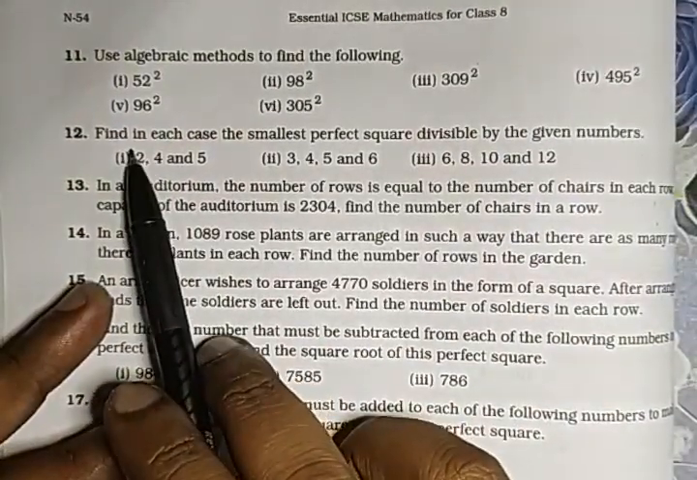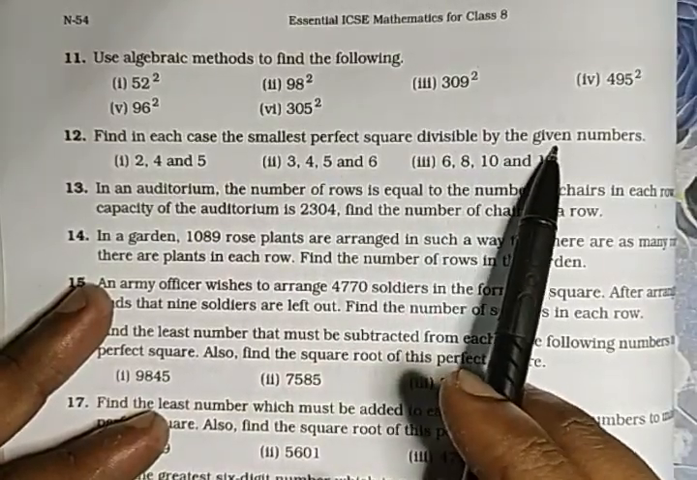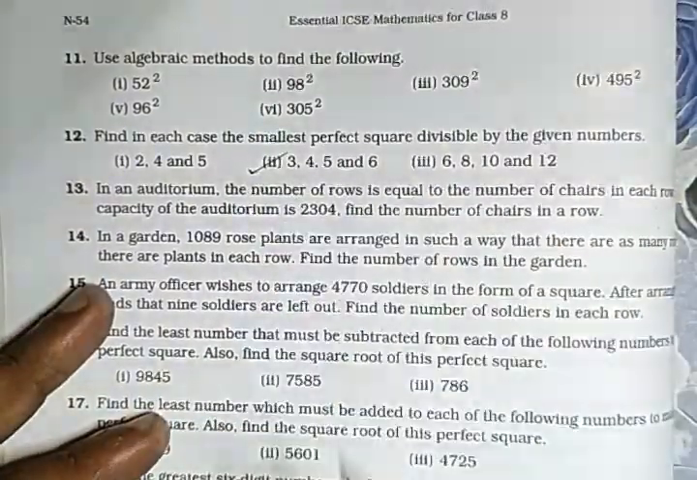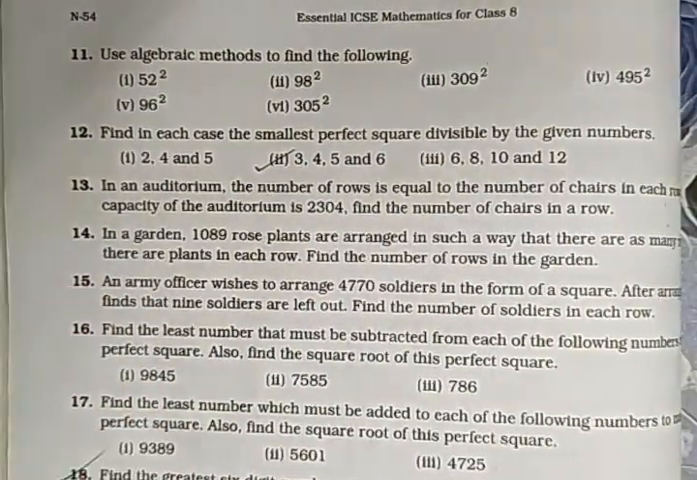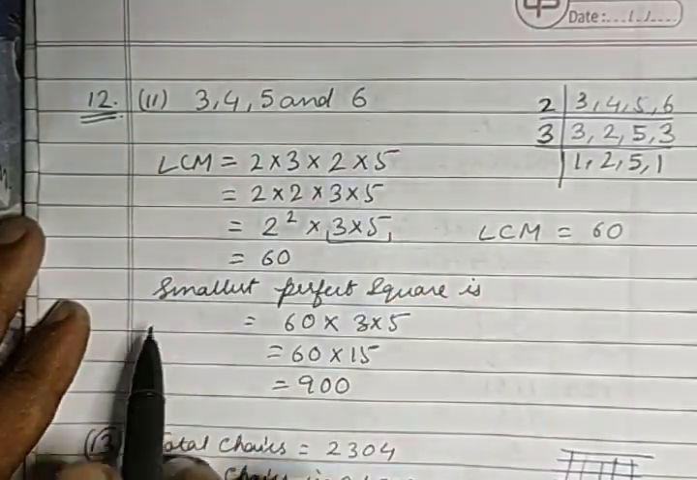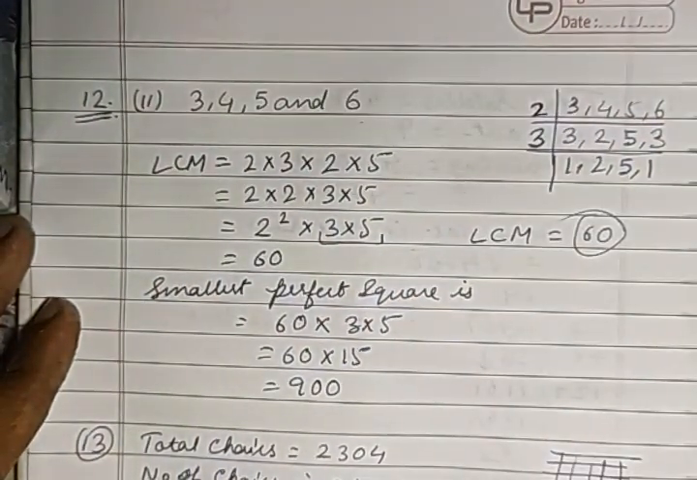Now let us see question number 12. Find in each case the smallest perfect square divisible by the given numbers. Okay, so I'll do this one for you. So 3, 4, 5 and 6 are the numbers. So how to do? First of all we will find out the LCM. LCM we are getting 60.